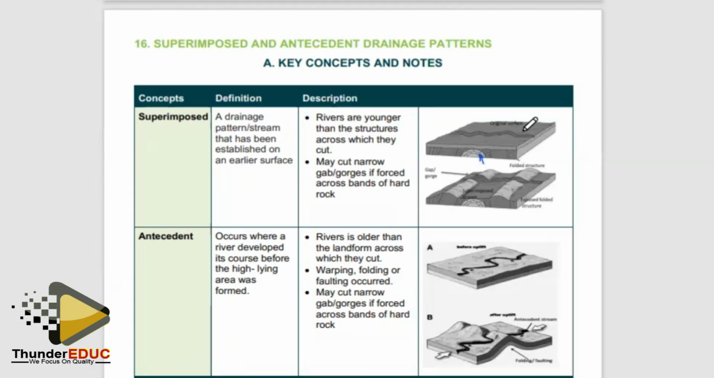But gradually, because of erosion, the river is going to lower itself until it gets to reach this landform here. And because the river will try to maintain its course, it is going to cut through that landform like what you are seeing here.